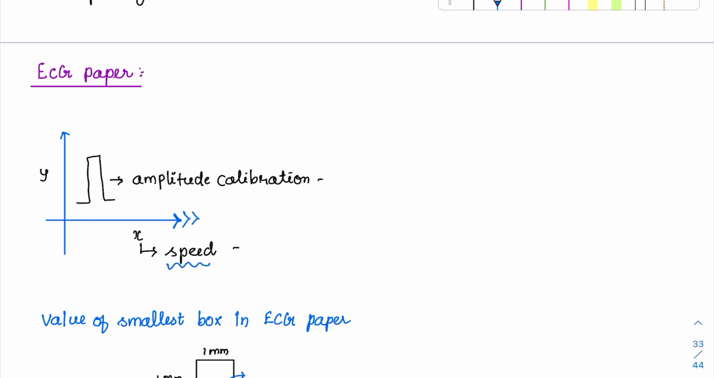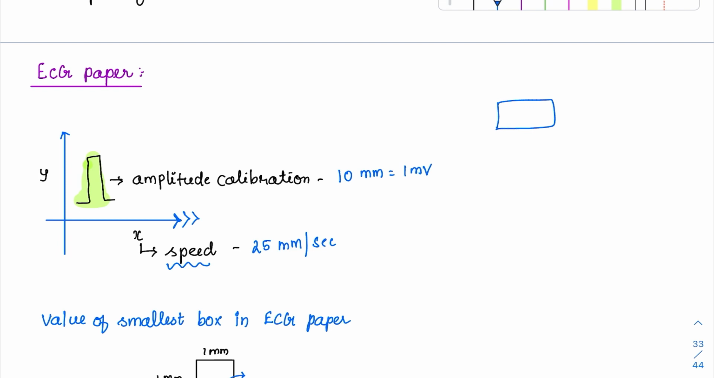What is the normal speed that is preferred to record an ECG machine? It is 25 millimeter per second. What is the amplitude along the y-axis? In all ECG machines, the starting wave will record something like this. You just go and notice it, there will be a calibration for this. What does this amplitude calibration say? It says that 10 mm is equal to 1 millivolt. For every millivolt, 10 mm will be deflected in the paper.